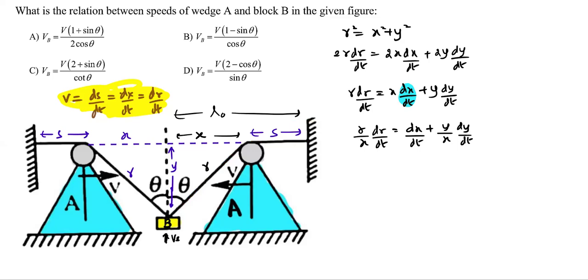So from this will be r by x plus v. This will be v, y by x, dy by dt. This one, dy by dt. The change in length of this segment should be equal to the velocity of the block.